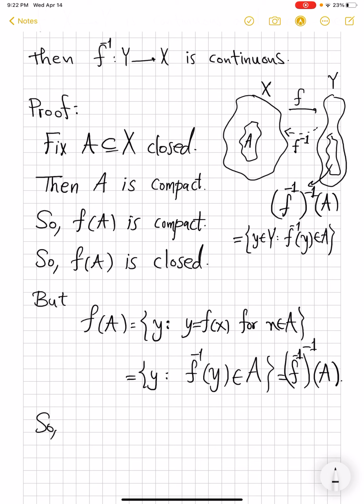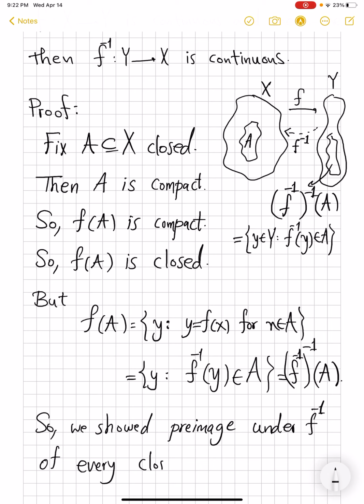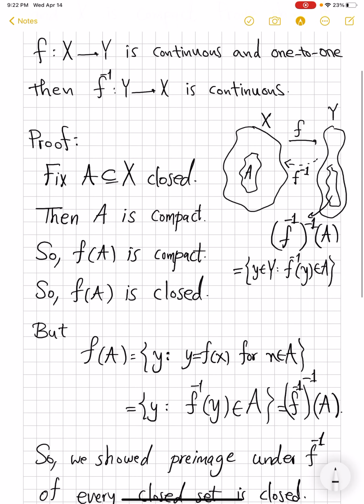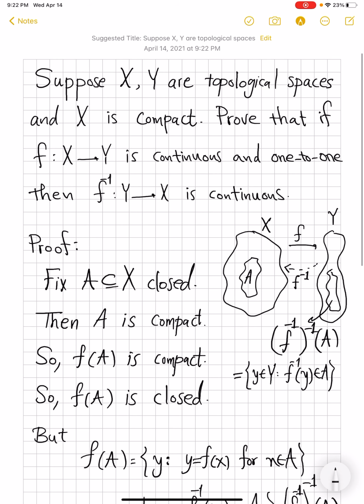So we showed that the pre-image under the function f inverse of every closed set is closed. Again, because open sets are complements of closed sets, this also shows that the pre-image of every open set is open, and that means f inverse is continuous. So that's a nifty proof there of this theorem, lemma, whatever you call it.